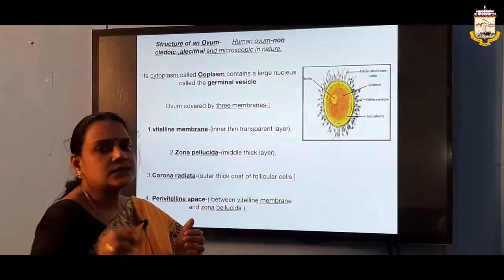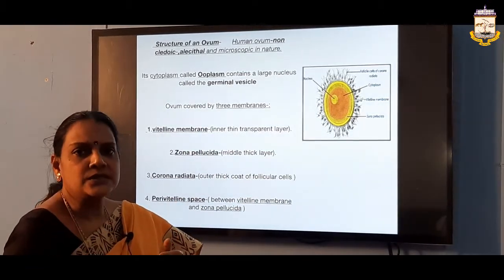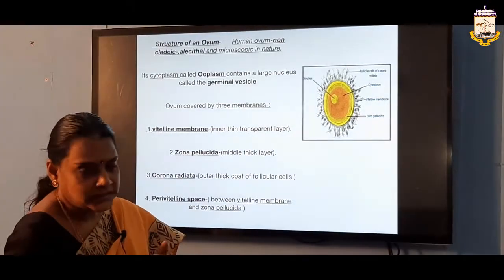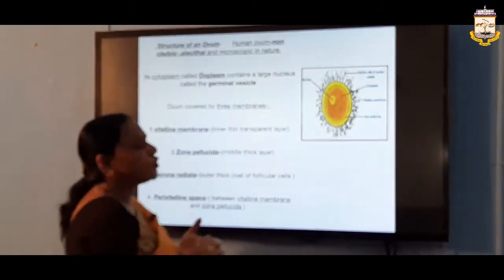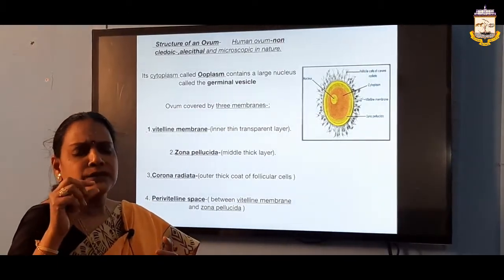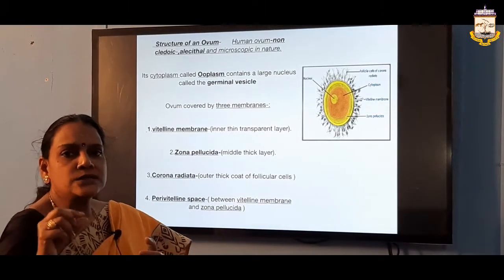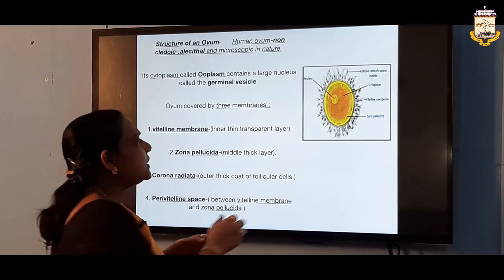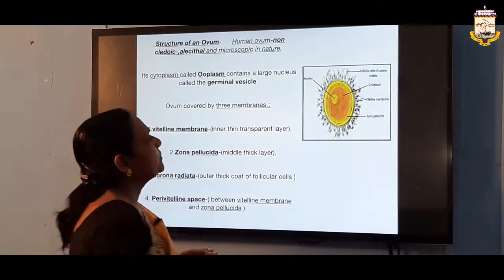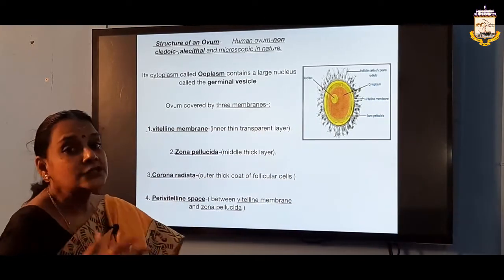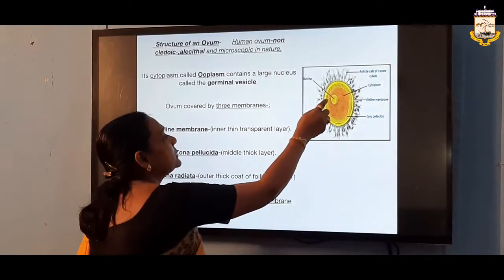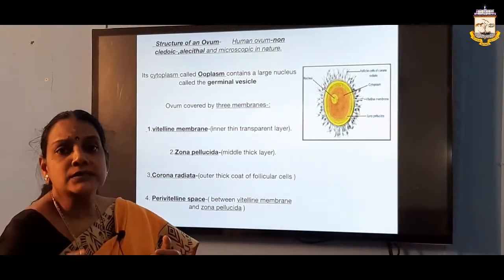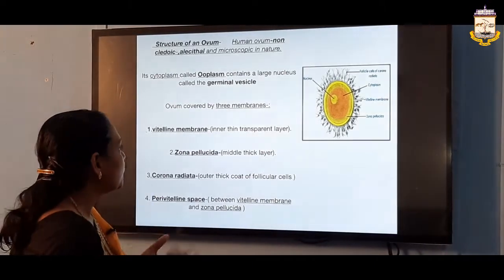Alecithal. When you say alecithal, the amount of yolk present here is very small. No need of yolk because it is nourished by the placenta. Another point, it is microscopic in nature. It is very small, minute, can be seen only with the help of a microscope. And the cytoplasm here is called ooplasm, and this contains a large nucleus. The nucleus is very large, and you call it the germinal vesicle.